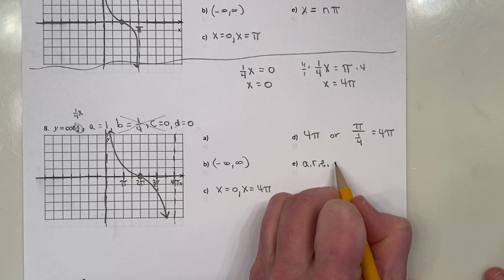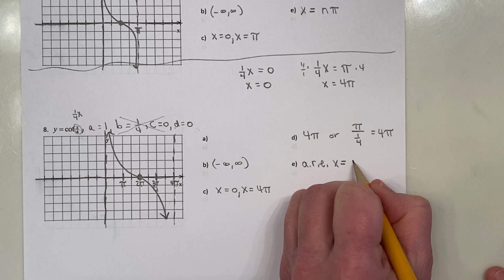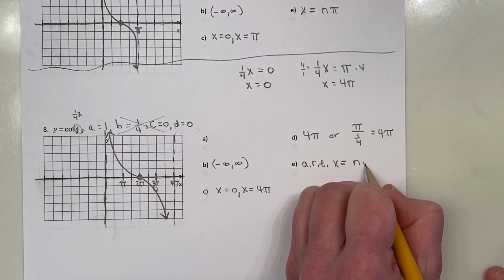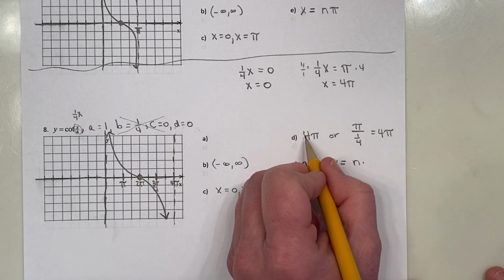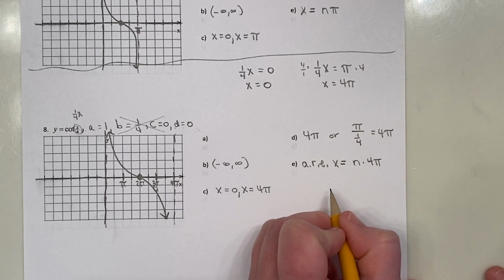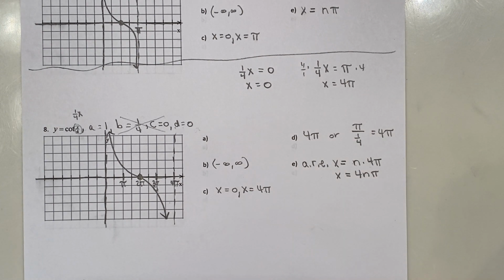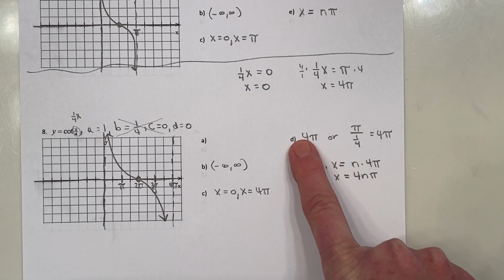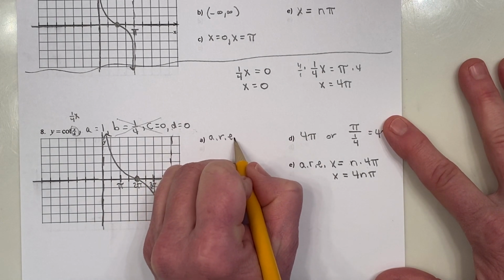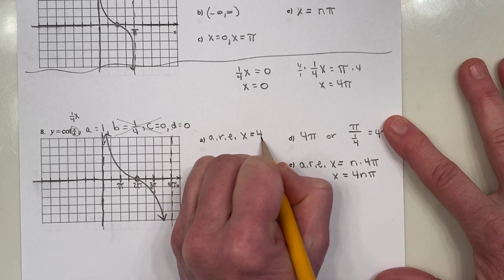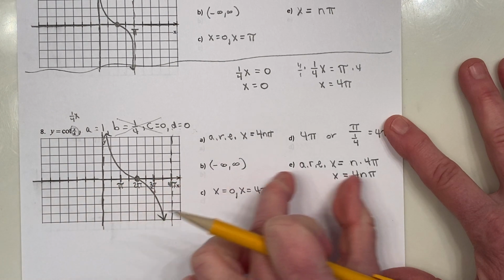So all reals except x equals, my first vertical asymptote is at 0, so 0 plus n times the period, and the period is 4 pi. Usually we write it as 4 and then an n and then a pi. So always an integer multiple n times the period for cotangent and tangent. So domain is going to be all real numbers except those vertical asymptotes, which makes sense. Our vertical asymptotes occur in increments of 4 pi.